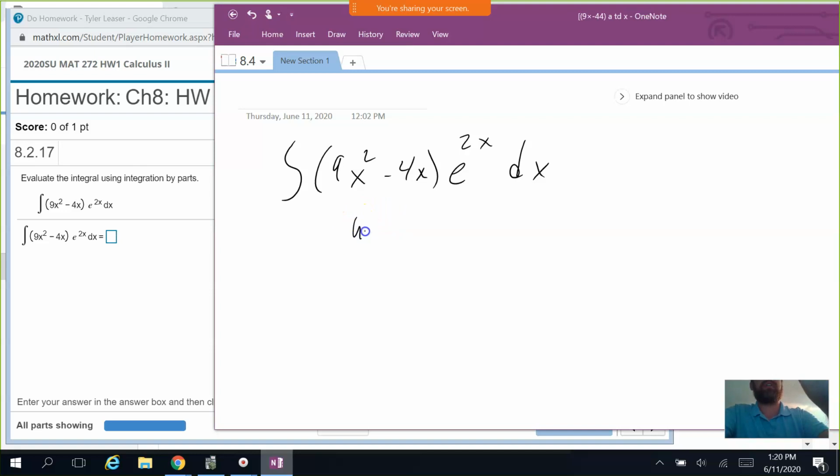With integration by parts, you need to set up a u and a dv. You want to set up your u to be something that's easily differentiable, that breaks down. Set up your dv to be something that you can at least find the antiderivative for. So for this question, I'm just going to let u be that entire thing up front, 9x squared minus 4x. The dv, I'll let be the e to the 2x dx.